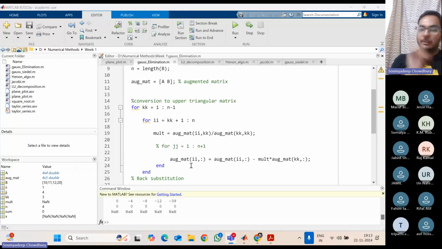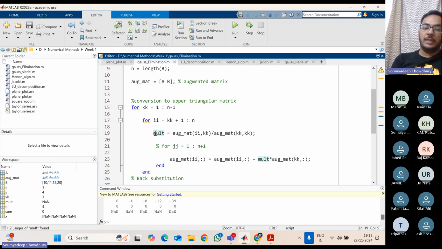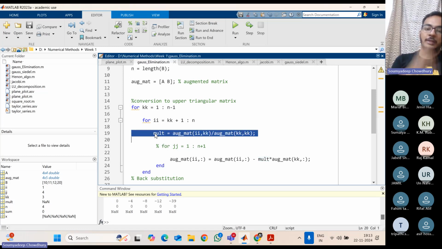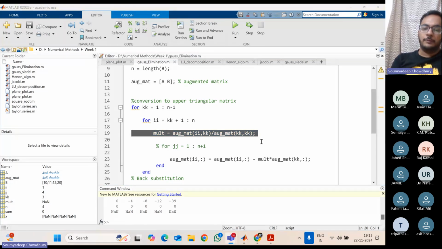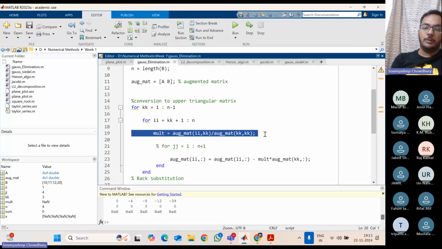Basically what we were doing, first we are taking the second row, then R2 minus 2 times R1. How were we getting that 2? That is basically A21 by A11, right? So this 2 we are trying to find here in line 19, mult, where we are finding augment of 2 comma 1 divided by augment of 1 comma 1. Like that we are trying to find out the mult.